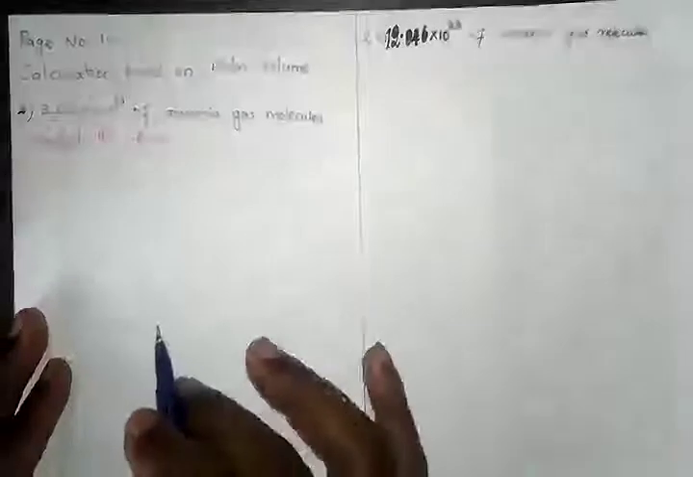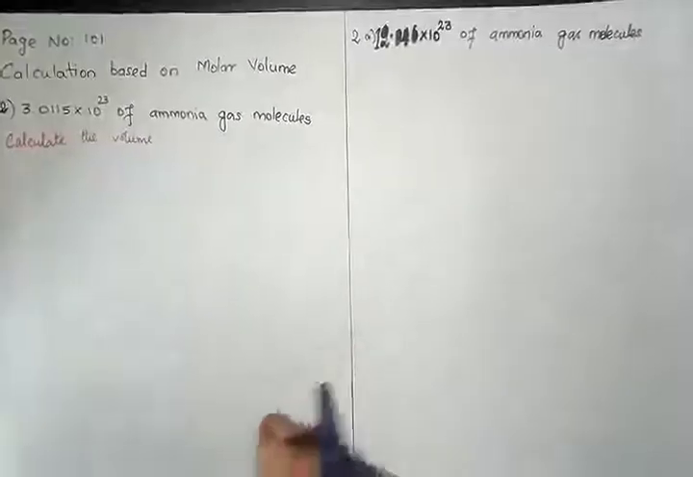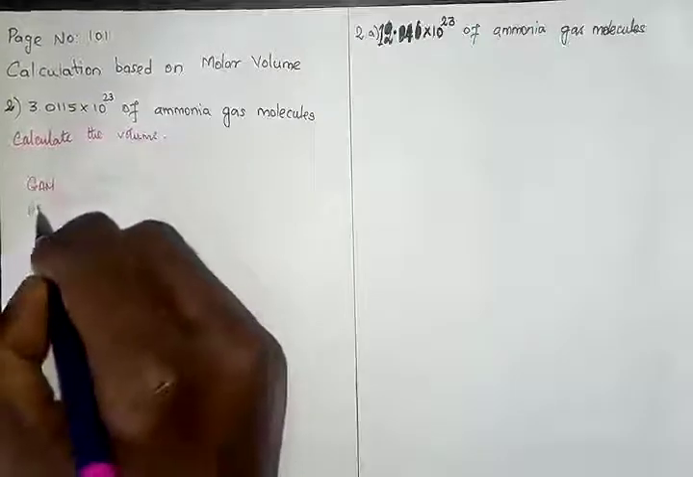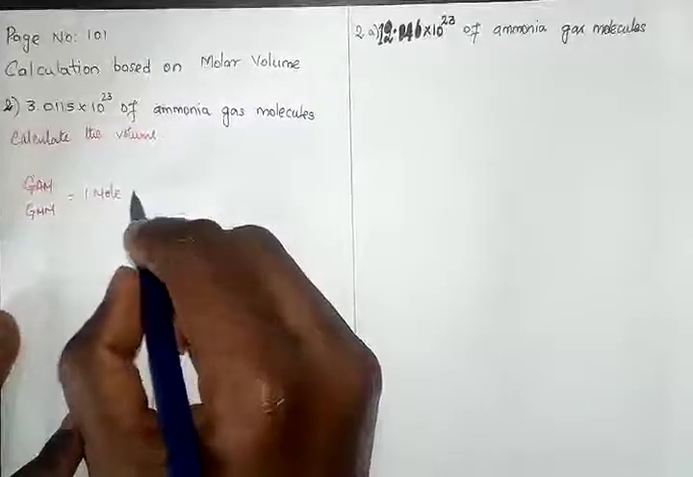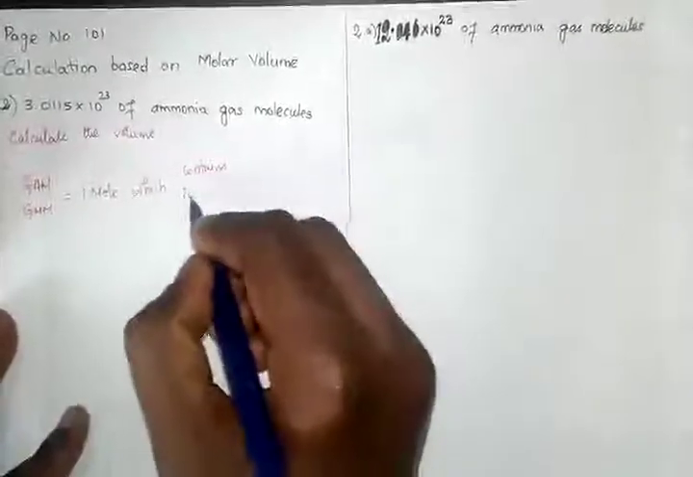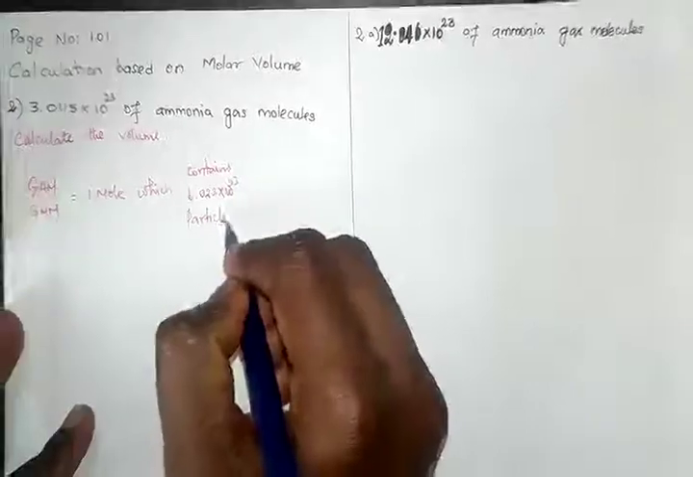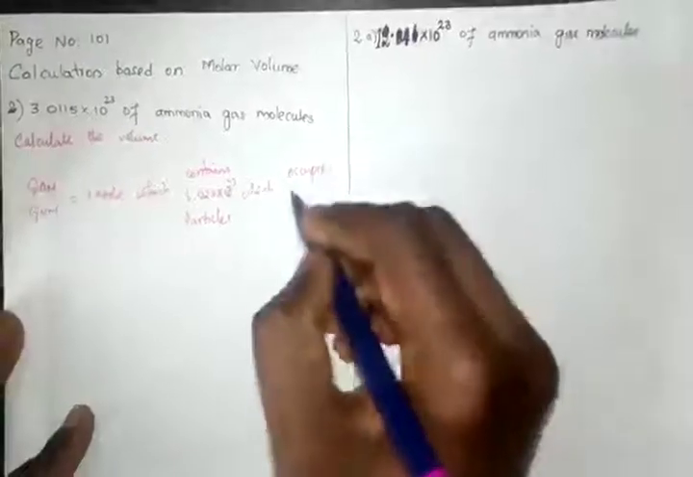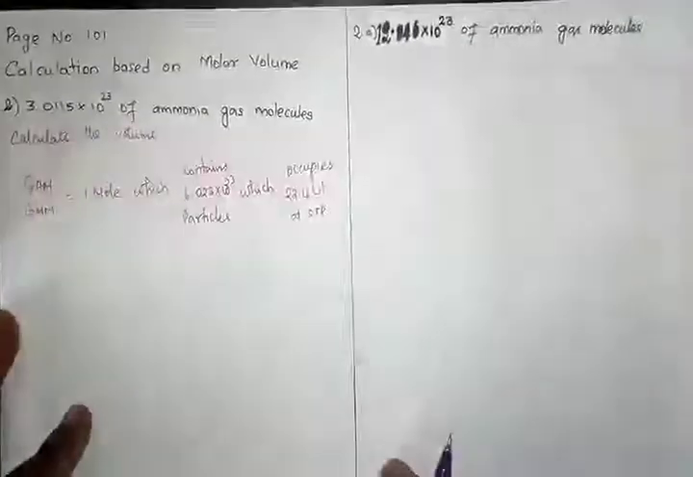So the concept here we use is the same, very simple. Gram atomic mass or gram molecular mass equals 1 mole, which contains 6.023 into 10 to the power of 23 particles, which occupies 22.4 liters at STP. Right.